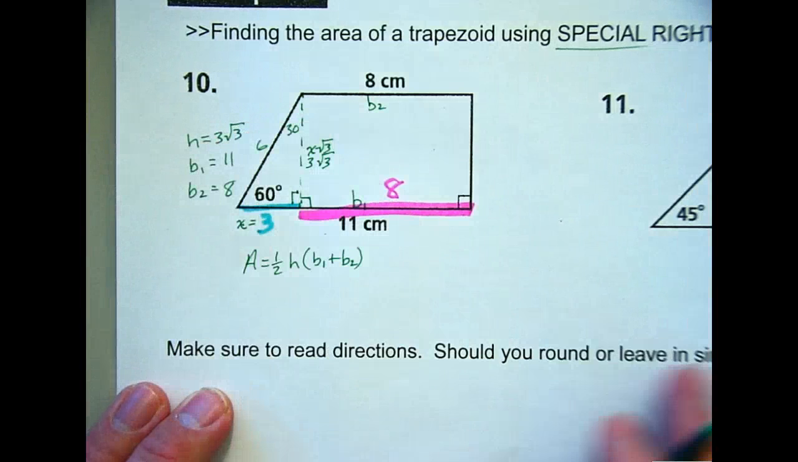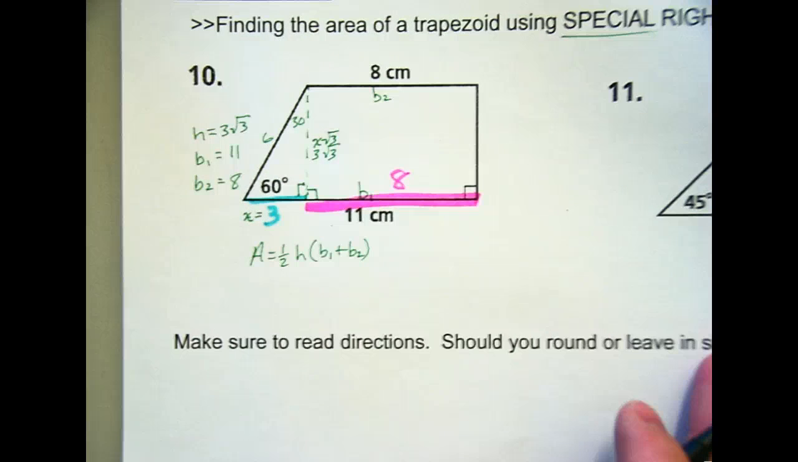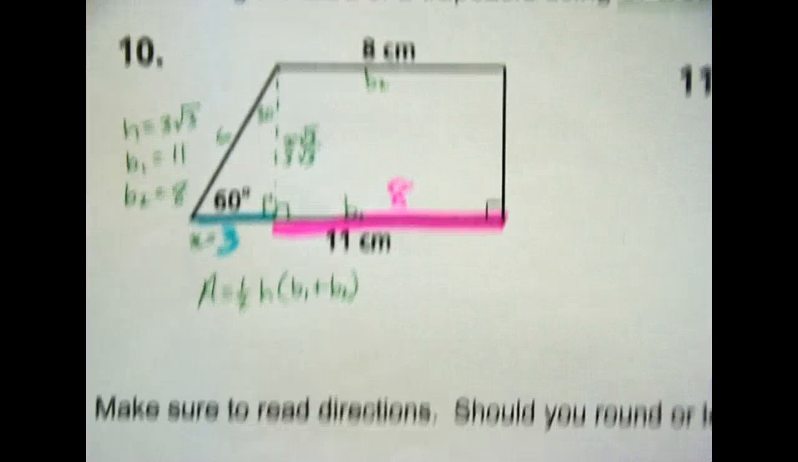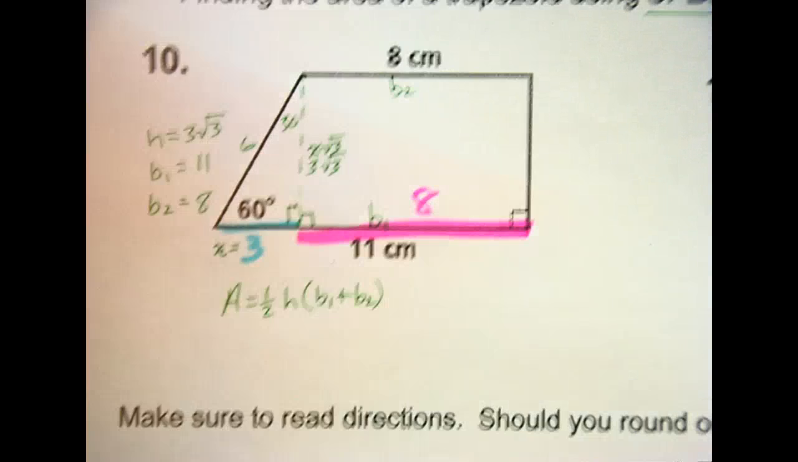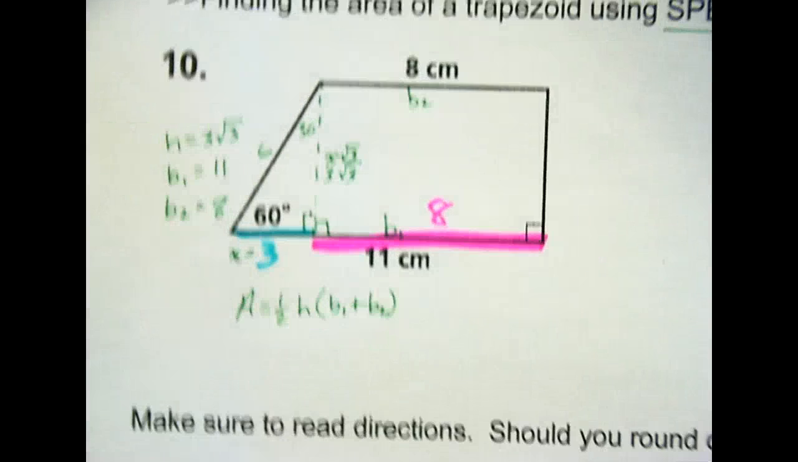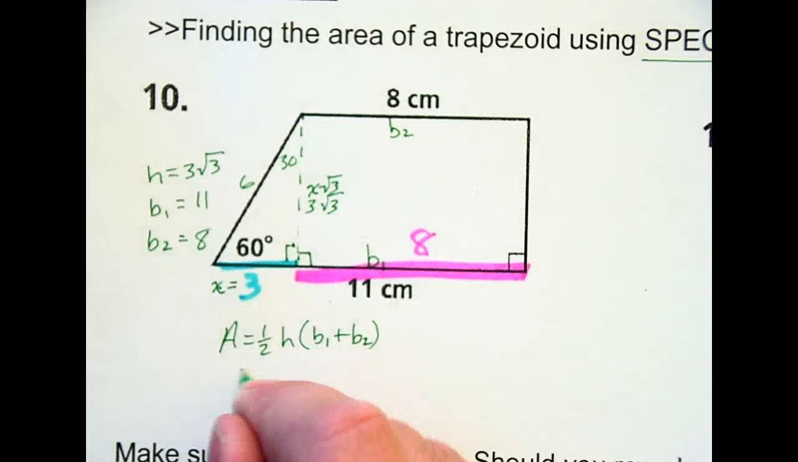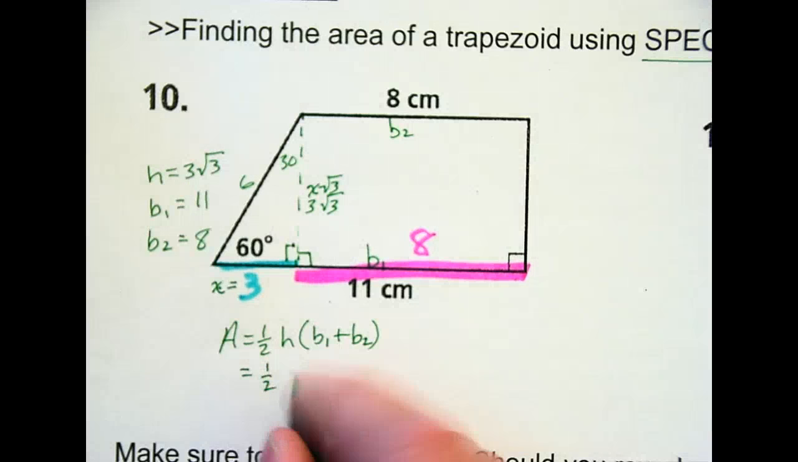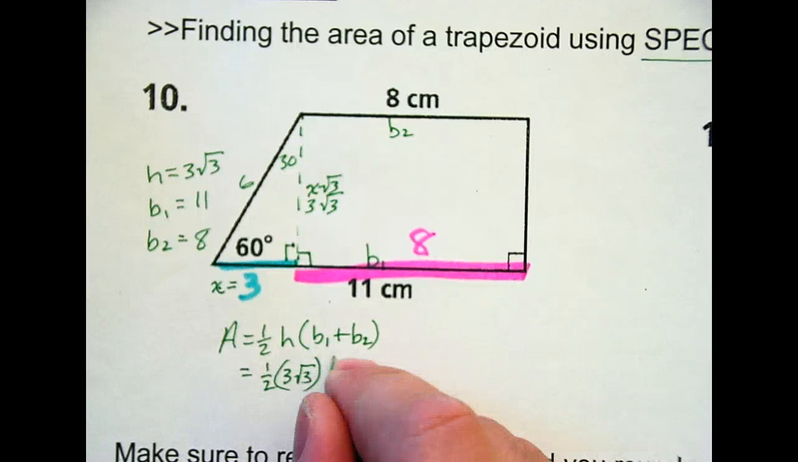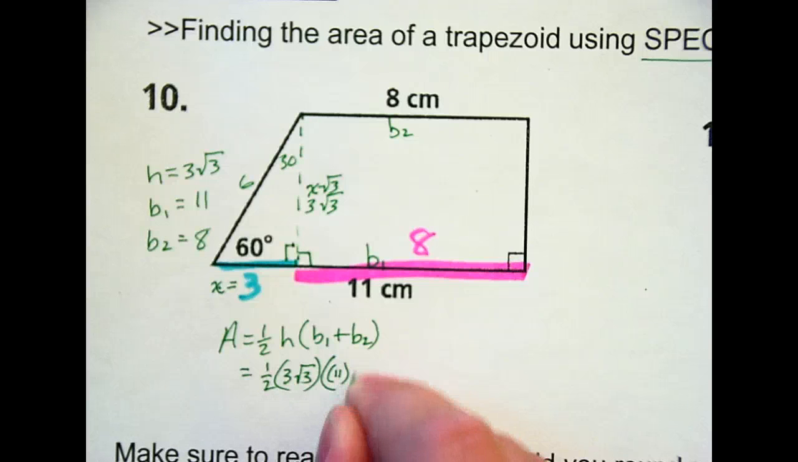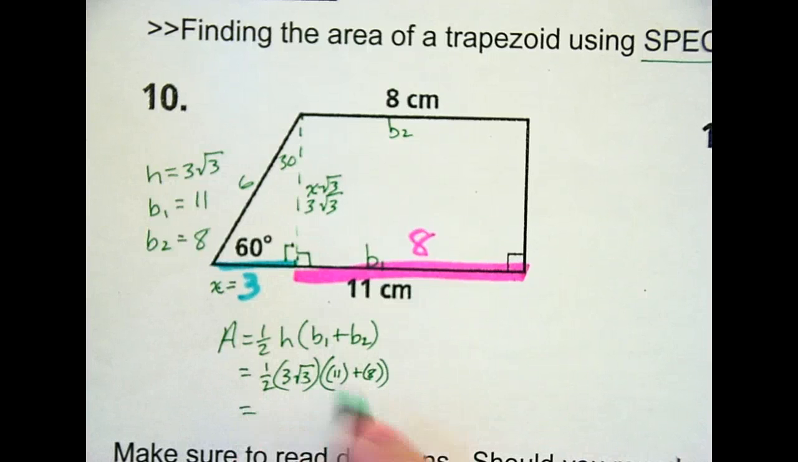How many of you were able to find that 3 root 3? Good. That's our goal, to apply what we're learning to new situations. So using that information, 1/2 height, 3 root 3. Now I'm going to use substitution and put parentheses. Base 1 is 11, base 2 is 8. Parentheses don't mean as much in there, but that shows that I plugged something in.